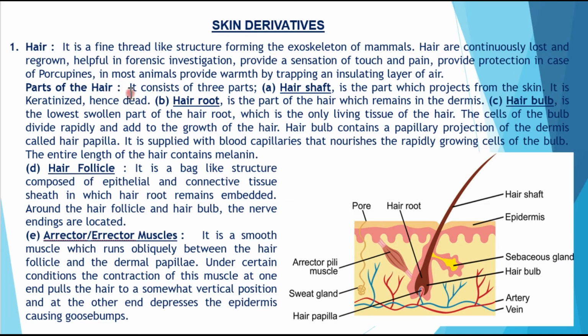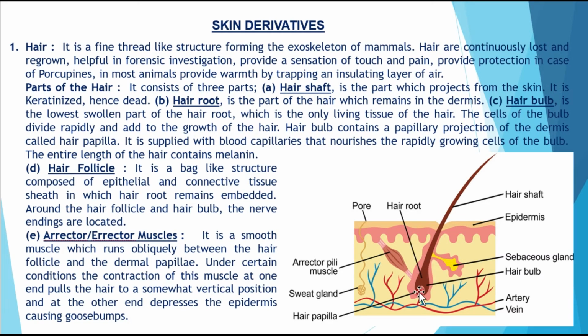Now we come to the parts of the hair. The parts of the hair consist of the hair shaft, which projects out of the skin. It remains out of the skin, so it is called the hair shaft, and it is keratinized and dead. But the part of the hair that is embedded in the dermis is called the hair root. Don't mention it as root hair. Root hair is a plant structure, totally different. So the hair root is the part of the hair which remains in the dermis, the entire part.